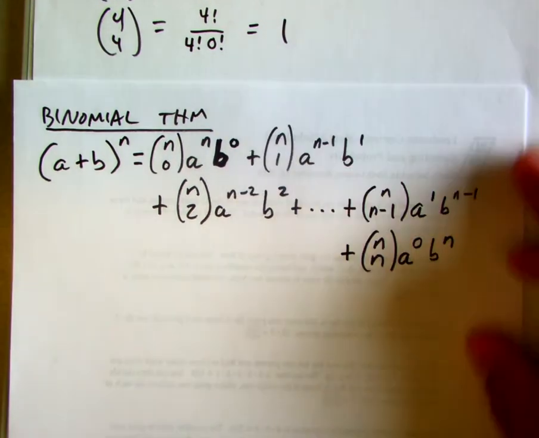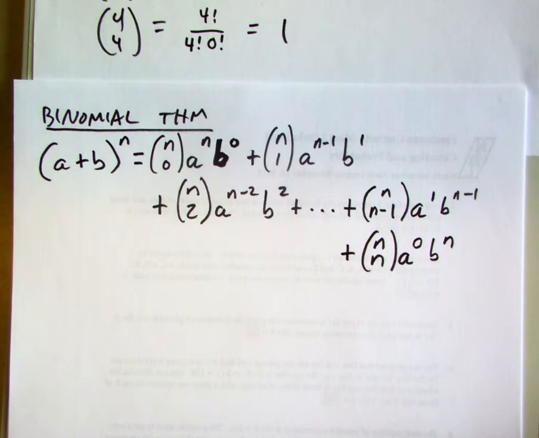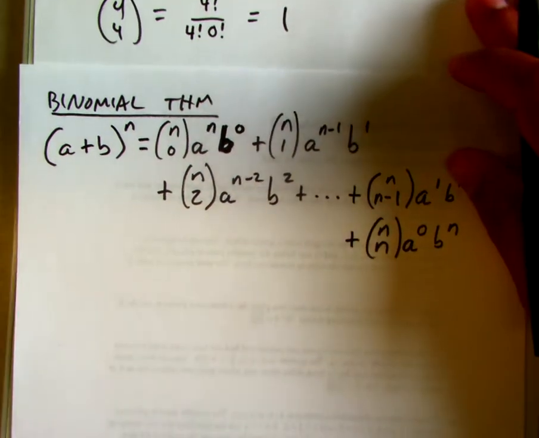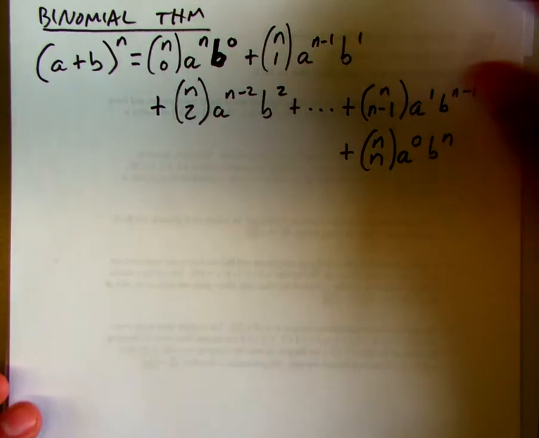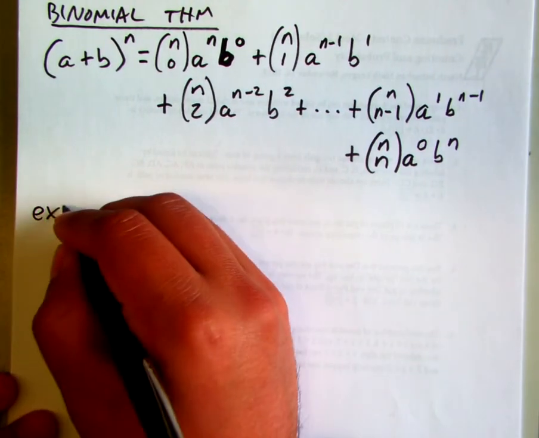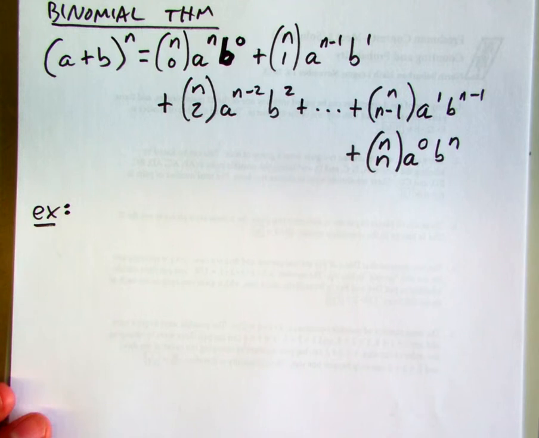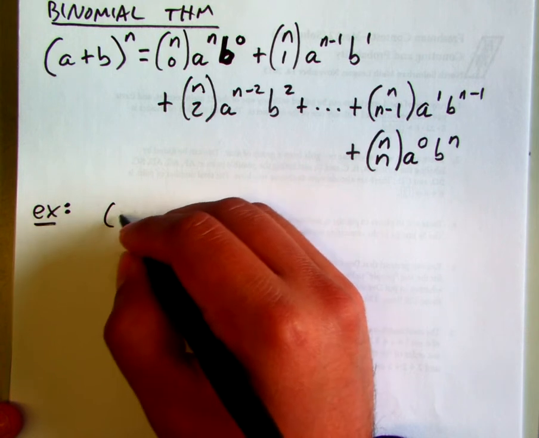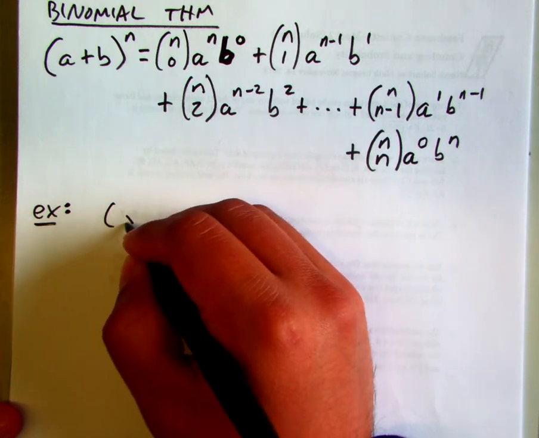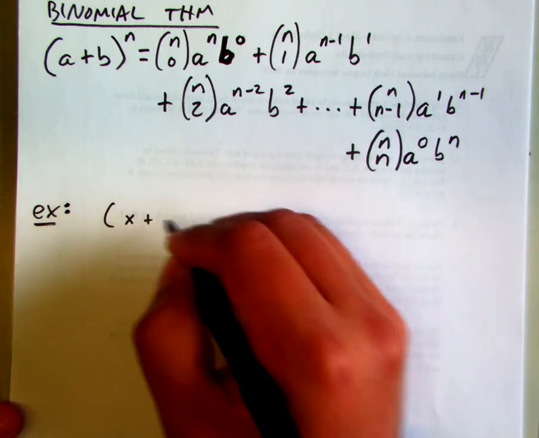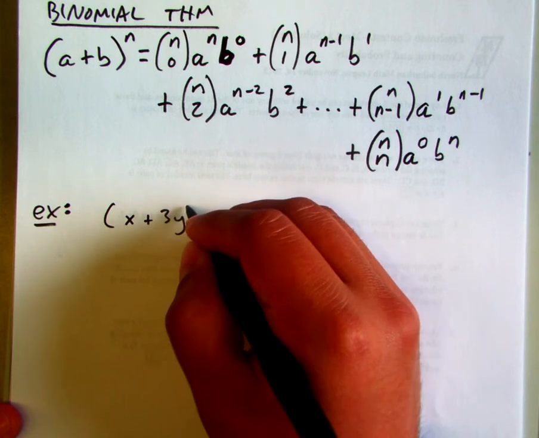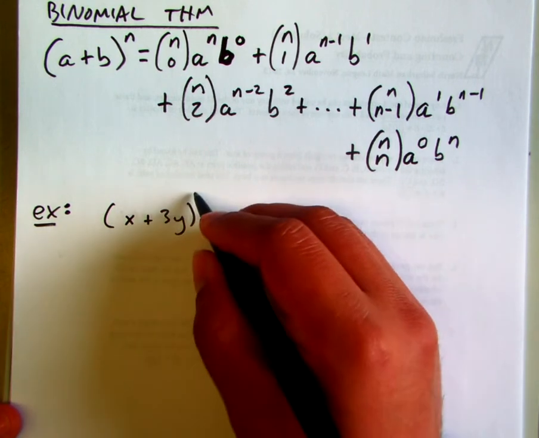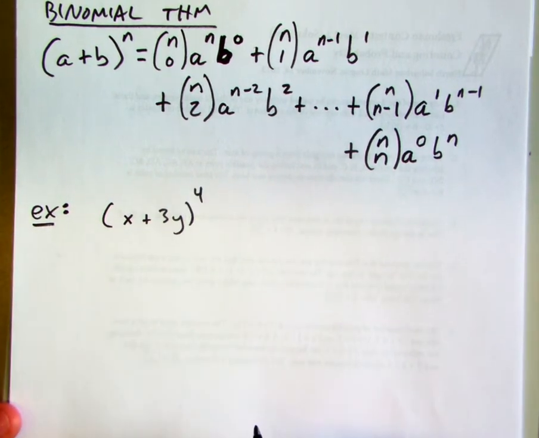All right. This is the binomial theorem. This might look a little confusing. Wait, that wasn't the binomial? No, this is the binomial theorem. If you need to, I'll do a quick example with numbers, with a normal problem where you don't have to do Pascal's triangle. Okay. Let's say we have x plus 3y, and we're doing it to the 4th power. Okay?